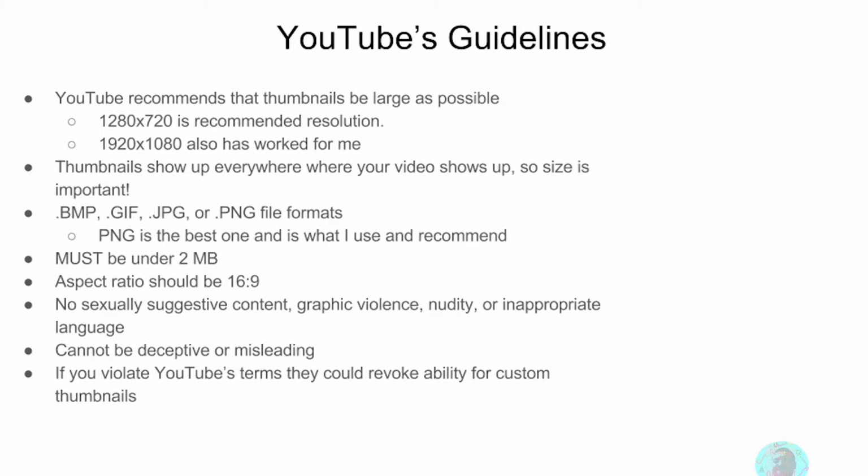The thumbnail will also be shown on devices with smaller screens, such as your smartphone, so for that reason your thumbnail needs to be of high resolution, so that it can be downscaled without losing quality. YouTube recommends that your thumbnail is 1280 by 720 pixels, although I've had success with 1920 by 1080 pixels too. YouTube will accept your picture in .bmp, .gif, .jpeg, and .png formats.